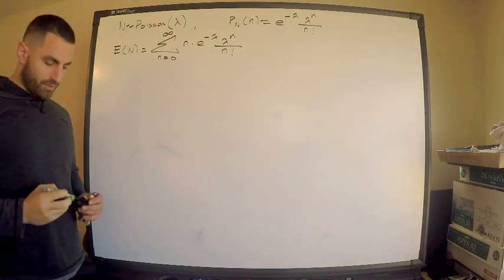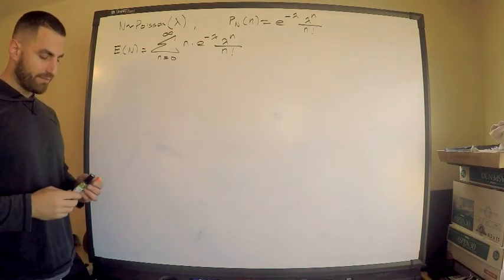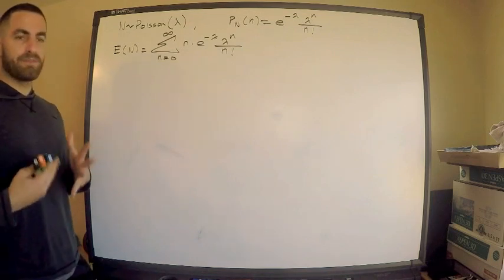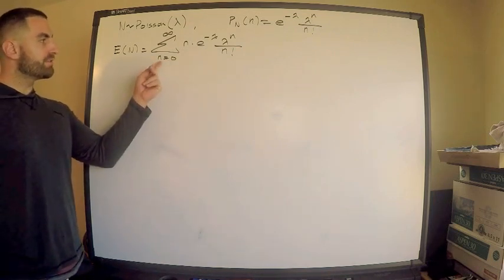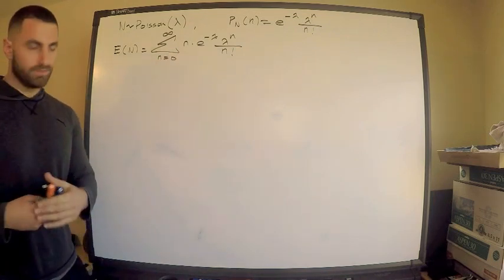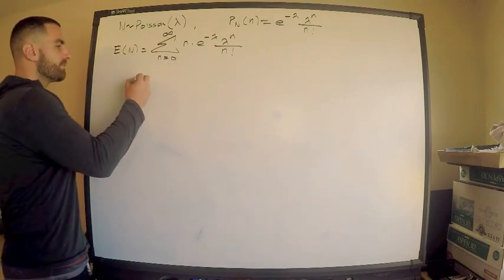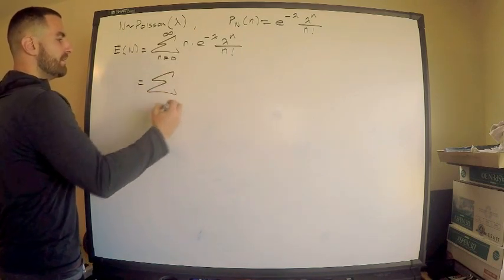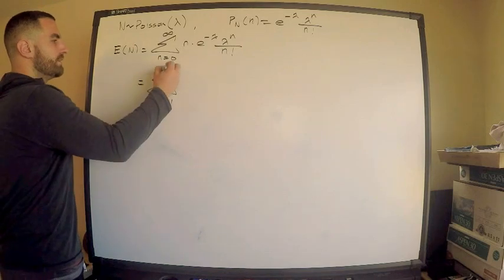This is sort of a common trick involving series. It's not really a trick, it's just an observation. First of all, we might as well start at n equals 1 because the first term is 0. So this is equal to the sum from n equals 1.